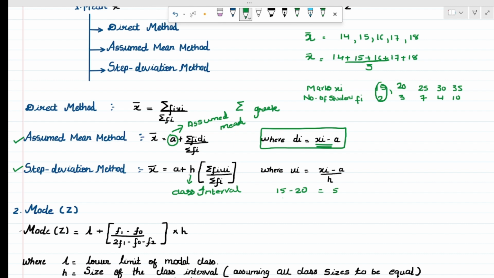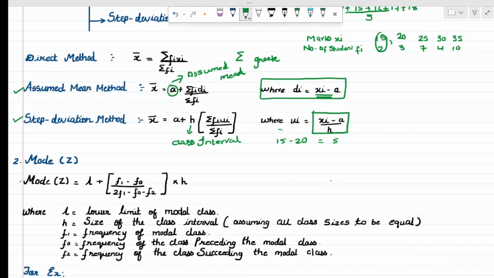For the formula, you are given a plus h times sigma fi ui upon sigma fi. In this case, we are going to use ui, where ui means xi minus a upon h. Again, learn after me: ui equals xi minus a upon h. That means the difference of xi minus the assumed mean, which we will be selecting, upon your class interval. This was the formula for mean.